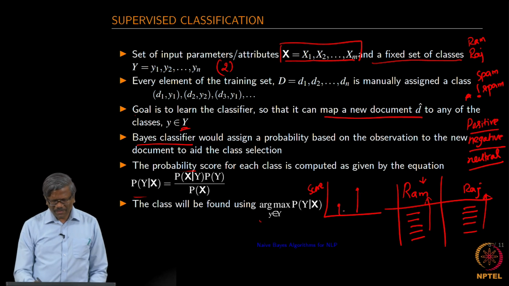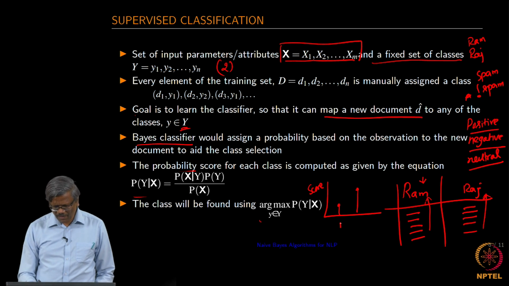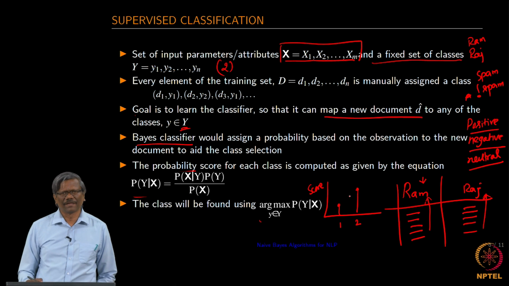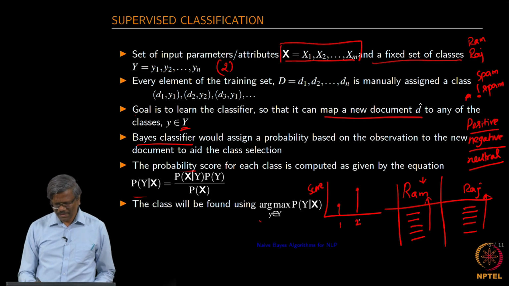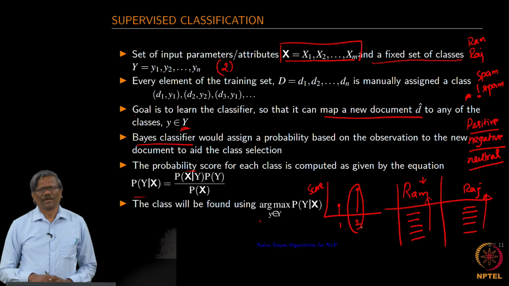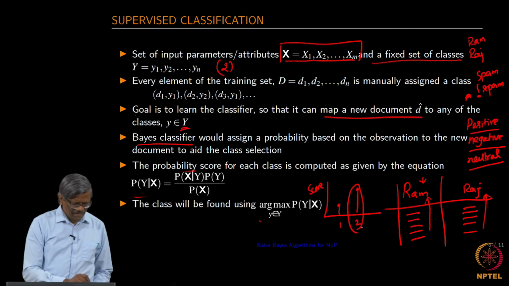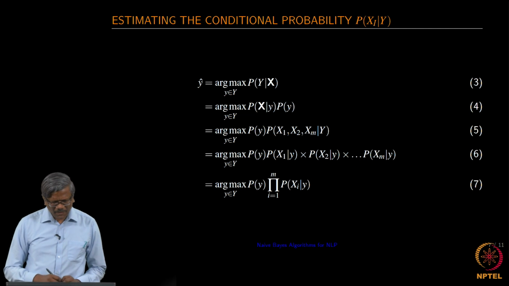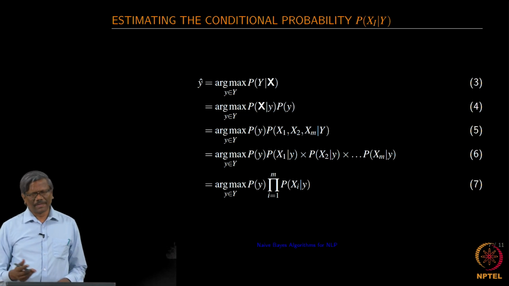Okay. So, based on this score we will find out. So, this belongs to 1 and 2. We will find out which one has a higher value in this function and then pick up that index as our class. Okay. All right. So, how do we estimate the conditional probability?